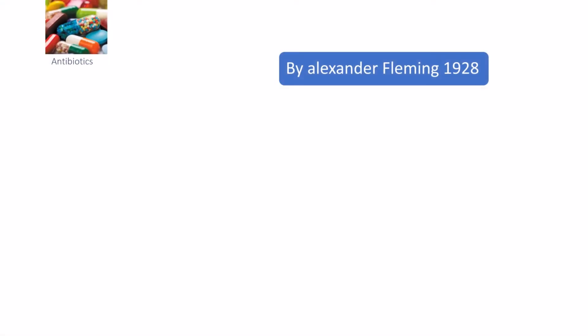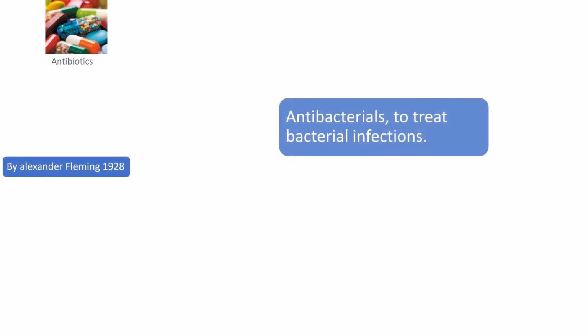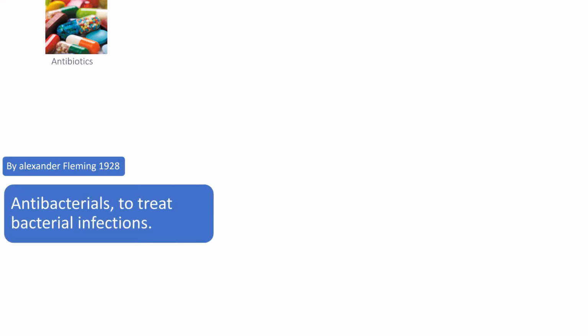Antibiotics were first discovered by Sir Alexander Fleming in 1928, but we already know that. His discovery was actually an accident, but it was one of the greatest accidents in the 20th century. At that time, antibiotics were used to treat infections caused by any microorganisms, not just bacteria. But in modern times, the definition of antibiotics has changed. We now use antibiotics to treat bacterial infections like pneumonia, tuberculosis, bacterial meningitis, and many more.